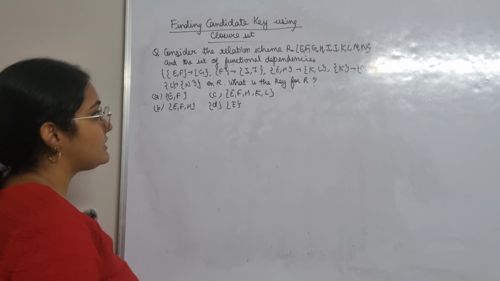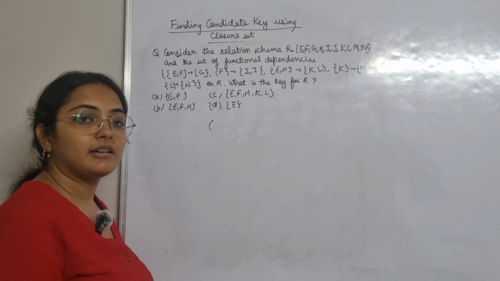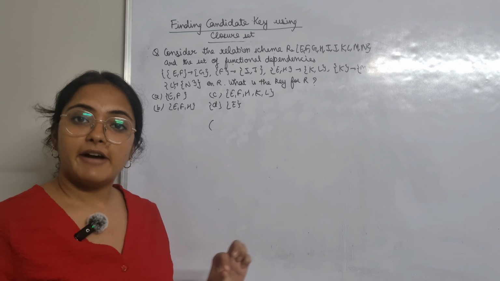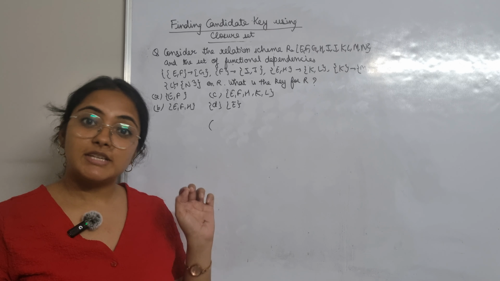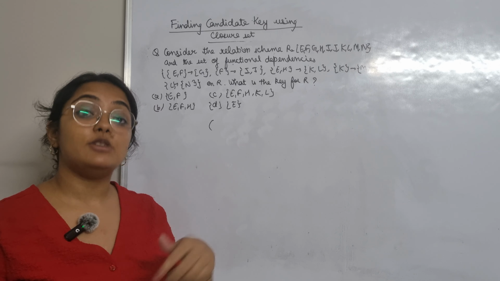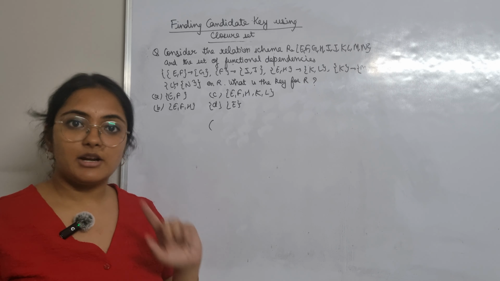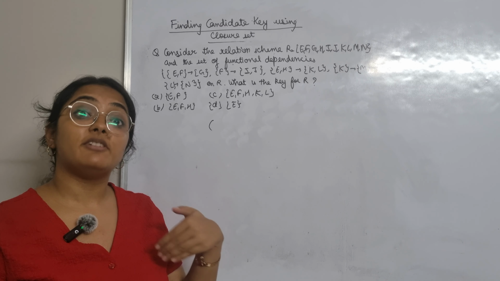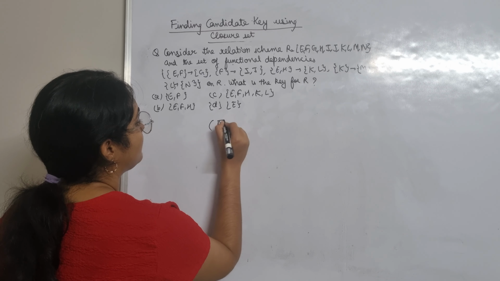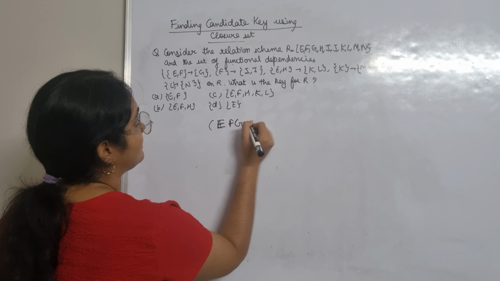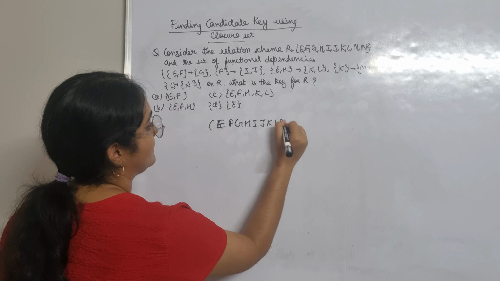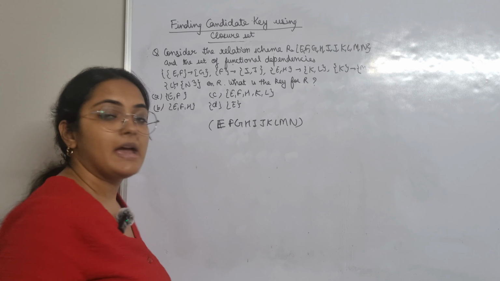So what was our procedure? First figure out all the attributes that do not appear on the right hand side of any functional dependency. Why? Because these attributes cannot be determined from any other set of attributes, and only if their value is explicitly given can we figure out their values. So they cannot be functionally determined by any other set of attributes. We find out those attributes, and they compulsorily have to be part of the candidate key.